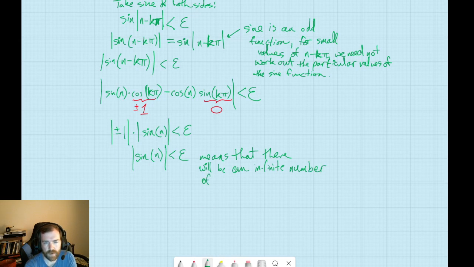There will be an infinite number of n values such that, and I guess technically the minus 0 actually does help.